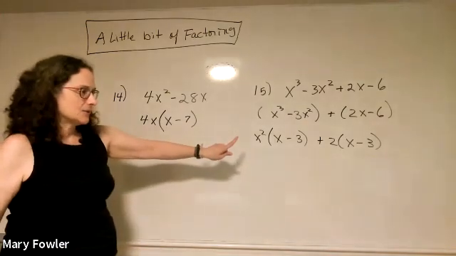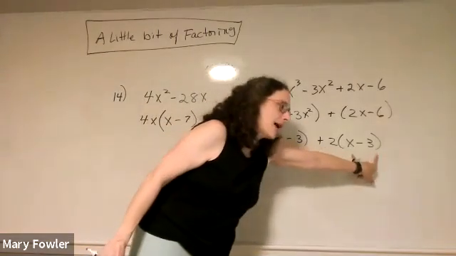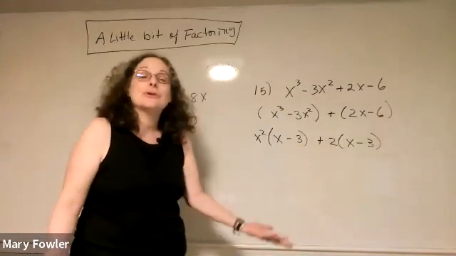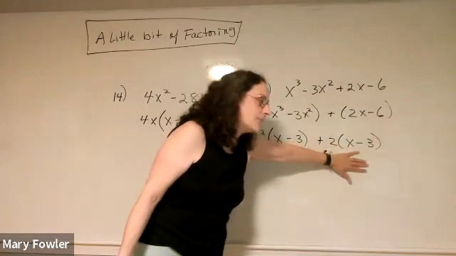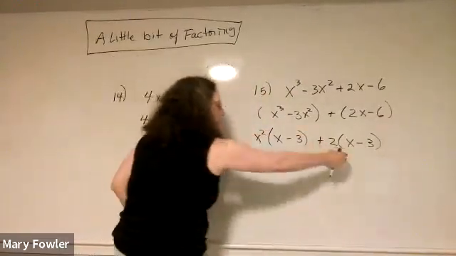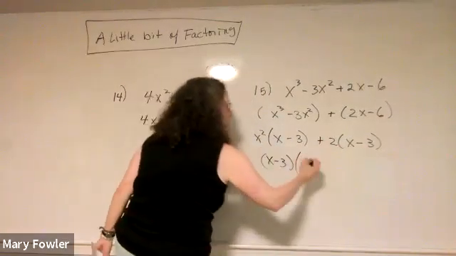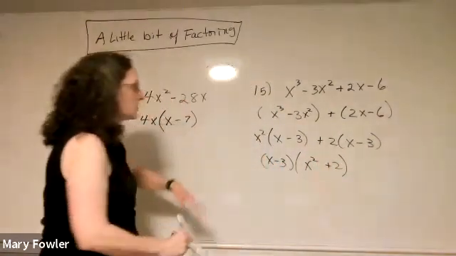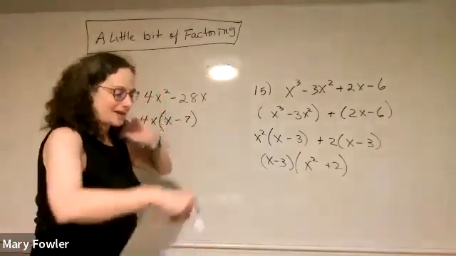In this case, notice that there is a common factor. If we had done this and there was no common factor, then we couldn't go any further. But here, because the x minus 3 is common, we can factor out the x minus 3. So we'll pull that out here and leave behind x squared plus 2. This is a way of factoring called factoring by grouping.